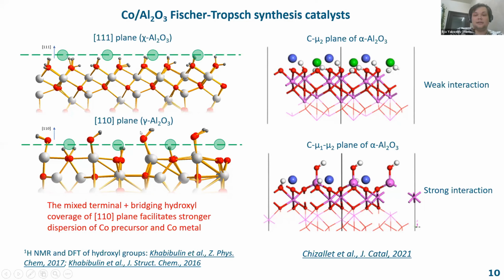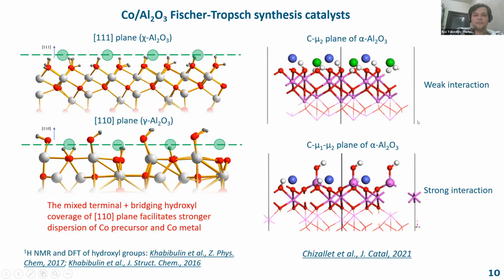And recently, Chizallet et al. and others from France have shown that the initial stage of interaction between the cobalt precursor and the hydroxyl coverage of the support, in that case alpha alumina, plays the crucial role in the formation of cobalt particles later during the reduction.